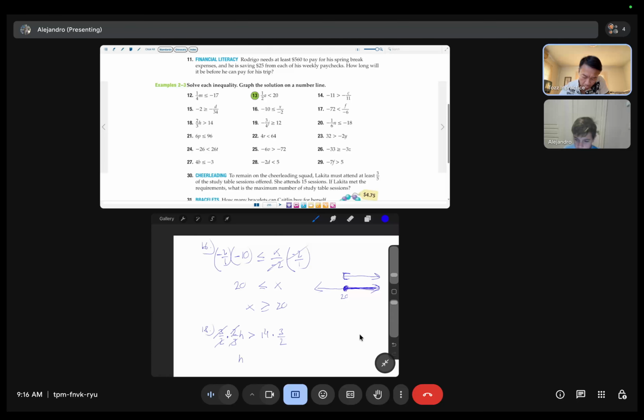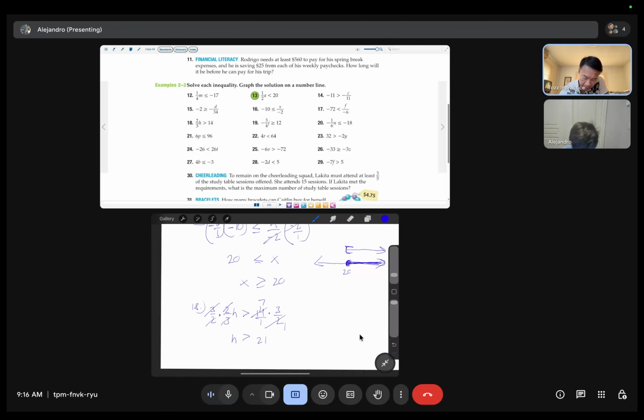So you're left with 1h, or just h greater than. Okay, here, cross cancel. You put a 1 underneath 14. 2 can go into 14 7 times, itself one time, and multiply straight across. So that gives you 21 over 1. You don't need the 1 on the bottom. So this is it. And then graph.